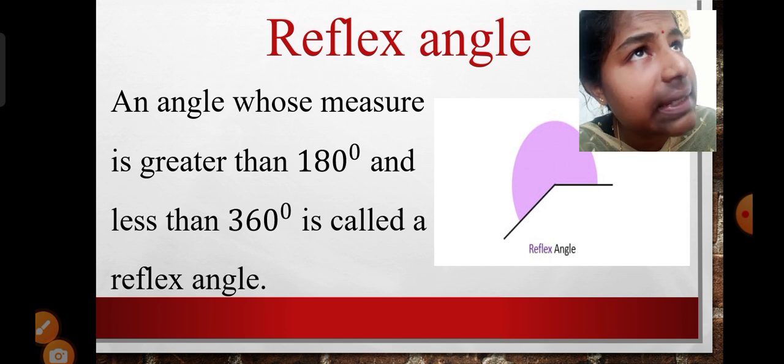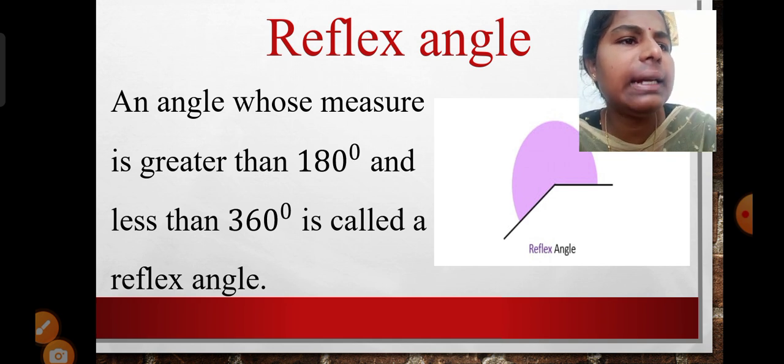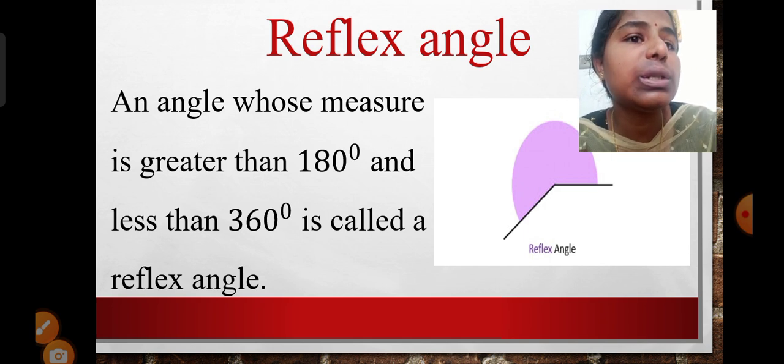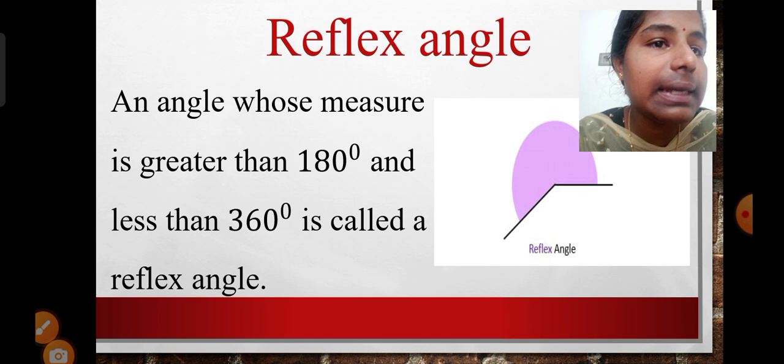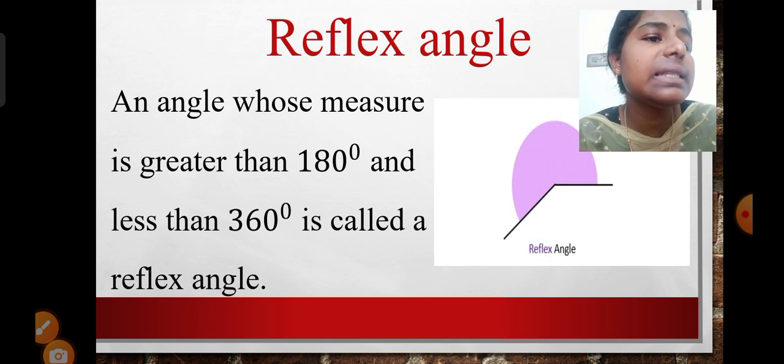Exactly 180 means a straight angle. So it should bend down slightly. It should bend down. 360 degrees we know is one complete rotation. Again it should be going on. So like that, less than 360 and greater than 180. See the picture. This is a reflex angle.